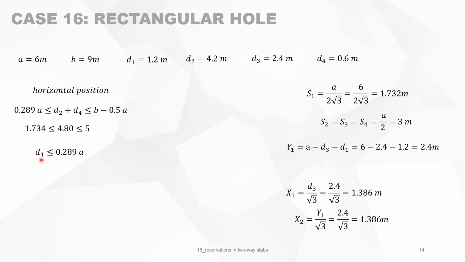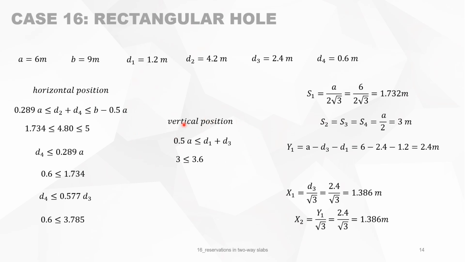That's okay. Then D4 must be smaller than 2.89a, which is the case. And then the next condition is also okay. You have to check this to be sure that you have the right formulas. Vertical position, it gives us this condition, which is all right, and this condition, which is all right.